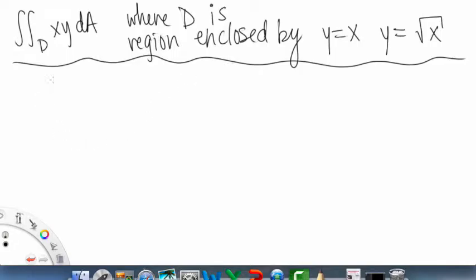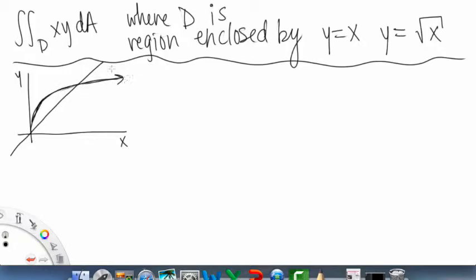What I would suggest whenever you're given something like this is to try to graph it if possible, if you're not given some crazy functions. And these are pretty mild, I would say. So we can try to graph them. The y equals x looks like that. And the y equals square root of x looks something like this, and it goes off that way.